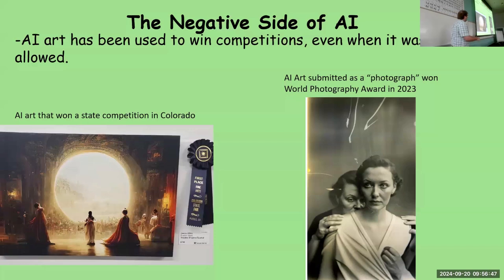This was a photograph that won a photography award, the World Photography Award in 2023, and it was submitted as a photograph, but it wasn't. It was AI generated. So no camera involved at all, and it won an award that was specifically designed for photographs.